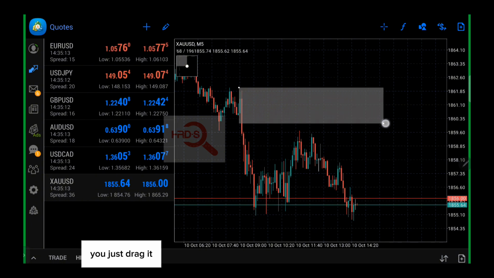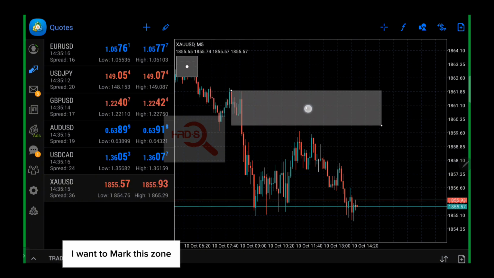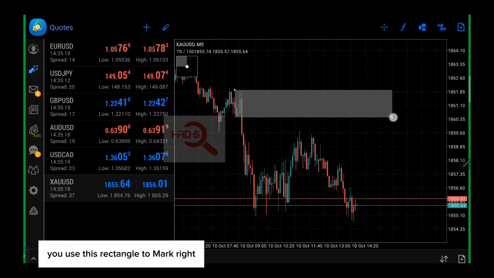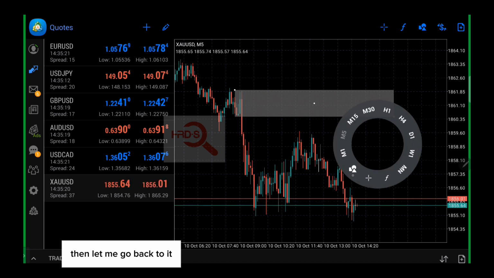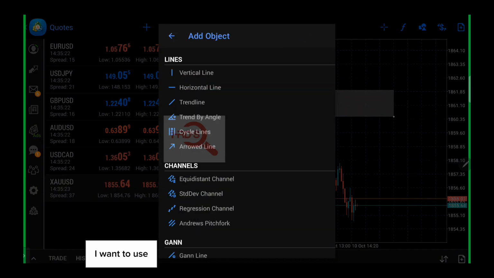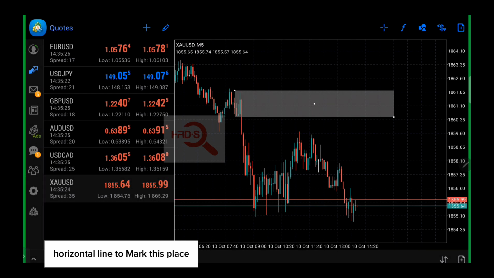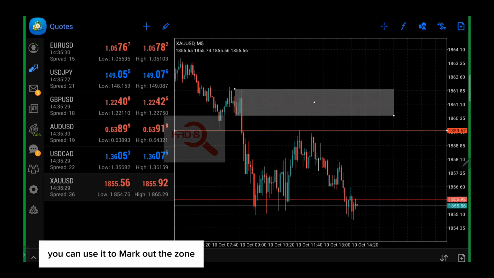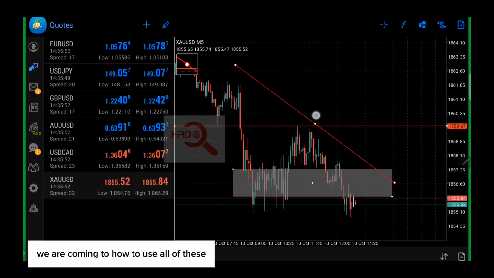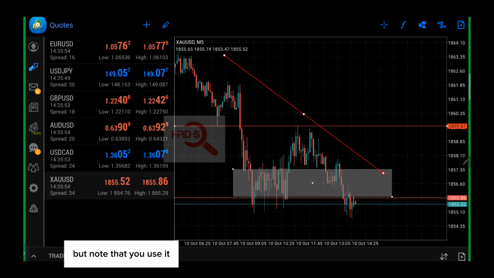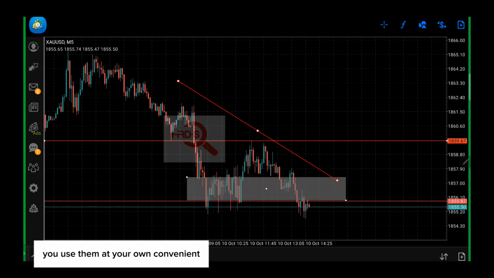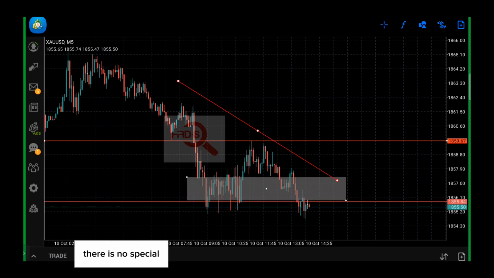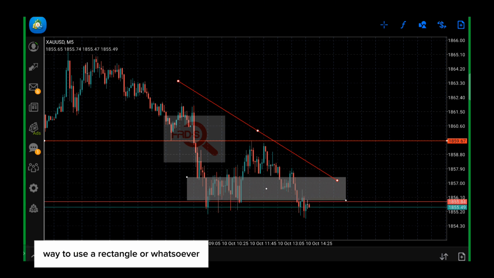You just click and drag. I want to mark this zone. You use this rectangle to mark, right? Then let me go back to it. Click on the object again. I want to use horizontal line to mark this place. I'll use it and mark. Horizontal line, you can use it to mark out a zone, and it will also show you the exact price. We are coming to how to use all of this, but note that you use them at your own convenience. There is no special way to use a rectangle or whatsoever.